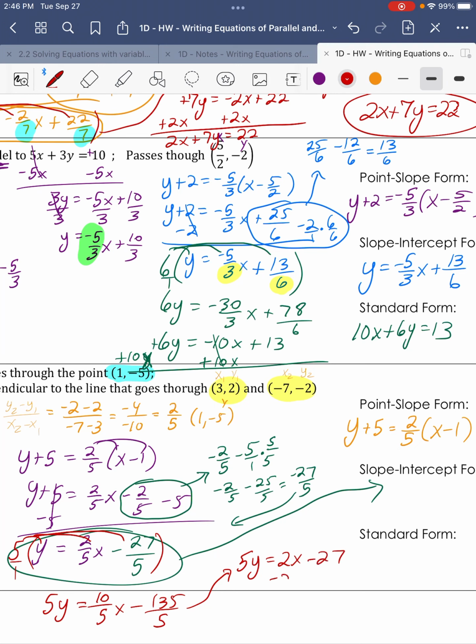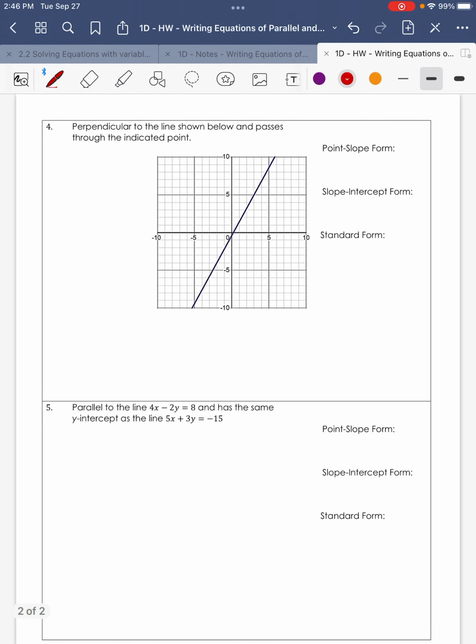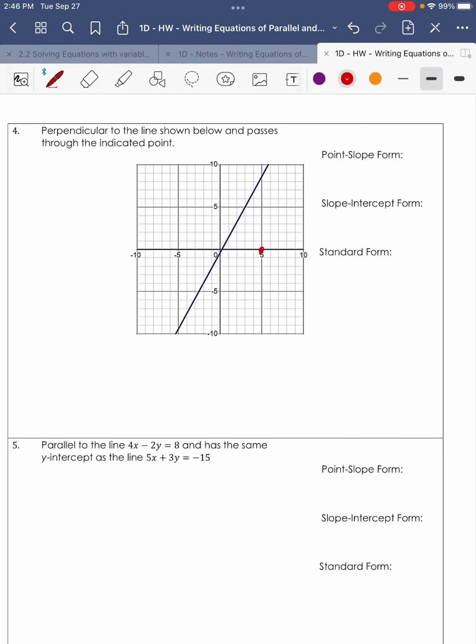And then move in the x term so it's in standard form. Standard form again, the x and y terms need to be on the same side. So there's standard form. And number 4, perpendicular line shown, and I believe the point that I chose in class was (5, 0).